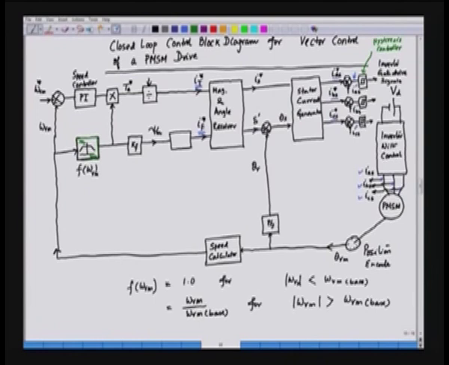Now, we also need the position. The position information, that is theta r, is obtained by a position encoder. We have a position encoder here which is mounted on the rotor shaft. The encoder is mounted on the rotor shaft, and this gives us the mechanical position of the rotor, that is theta r m. The mechanical position is multiplied by the pole pair, that is p by 2, to generate the electrical rotor position, that is theta r.